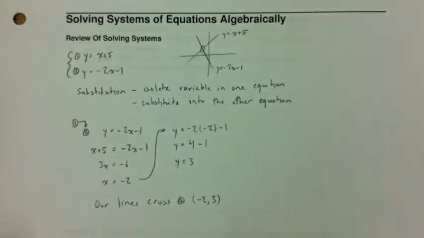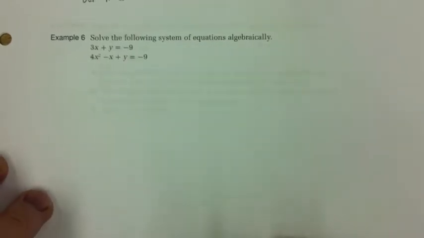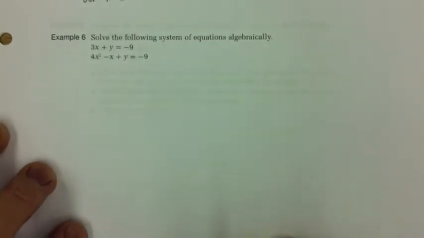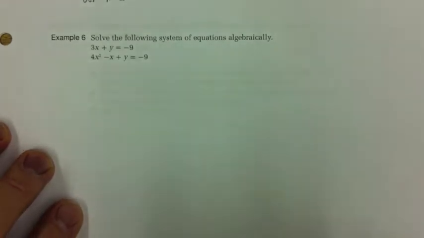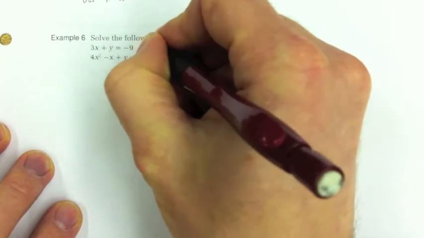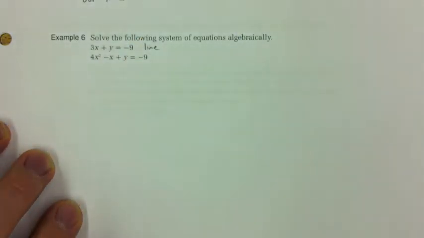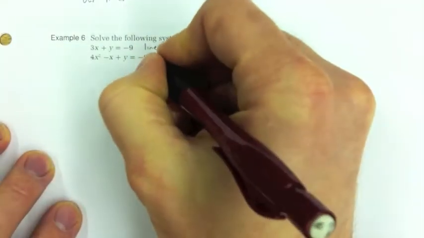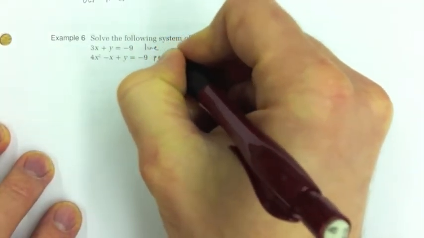We're going to be taking a look at linear and quadratic systems. So here we go in example 6. It says solve the following system of equations algebraically. 3x plus y is equal to negative 9. That's a line. And 4x squared minus x plus y equals negative 9. That's a parabola.